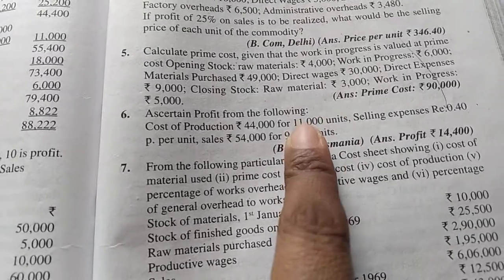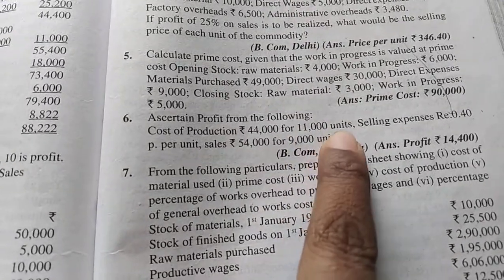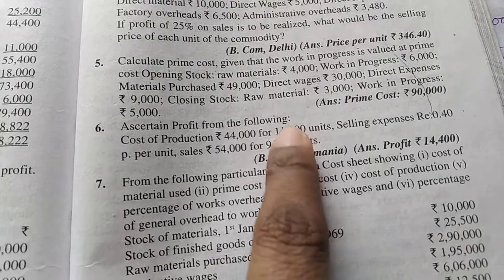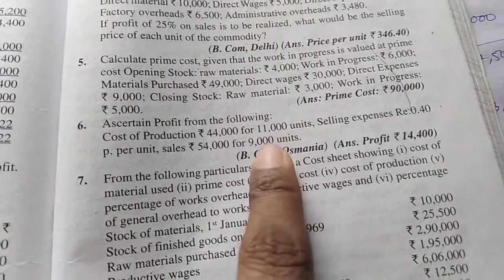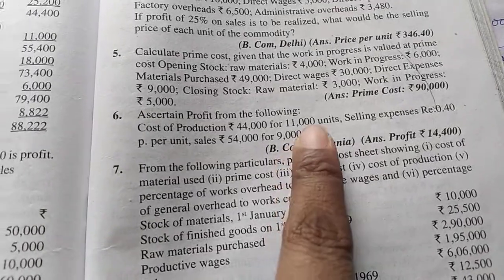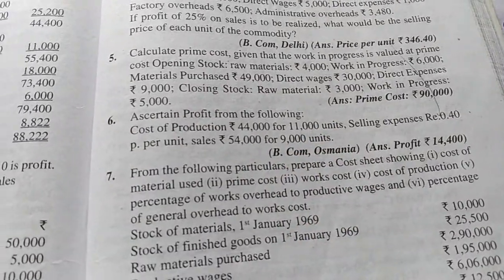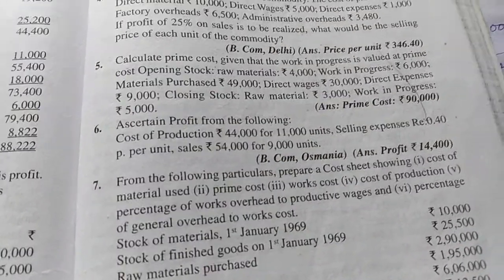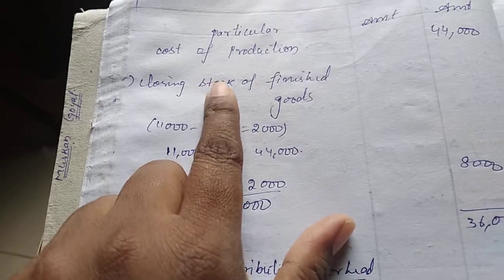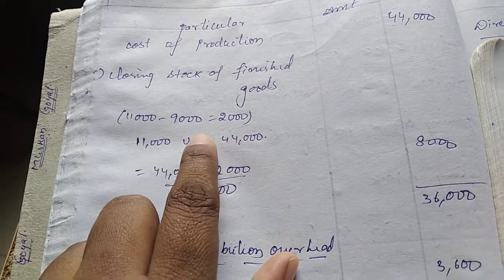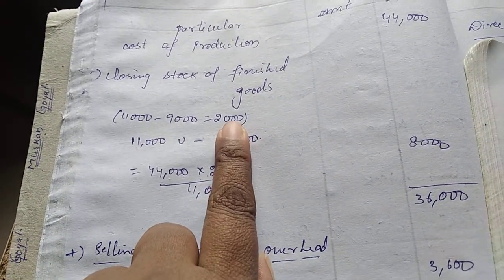So once again I will explain, listen carefully. How many goods are produced or manufactured? 11,000 units, but sold are 9,000 units. So what are the remaining 2,000 units? Closing stock of finished goods. So cost of production is 44,000, and closing stock of finished goods is 11,000 minus 9,000, which is 2,000.